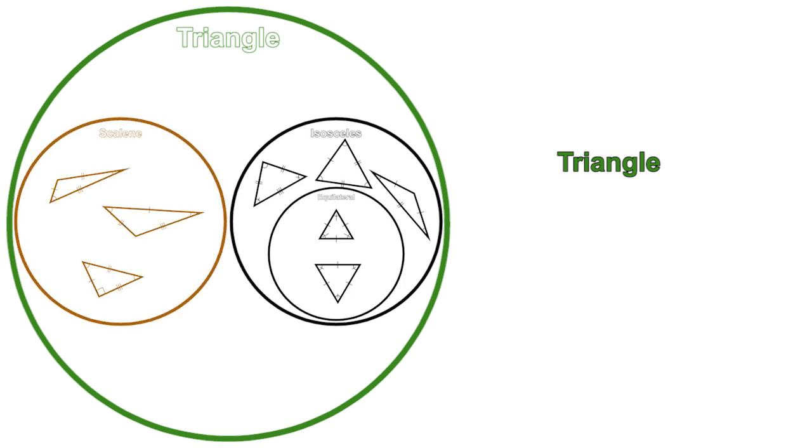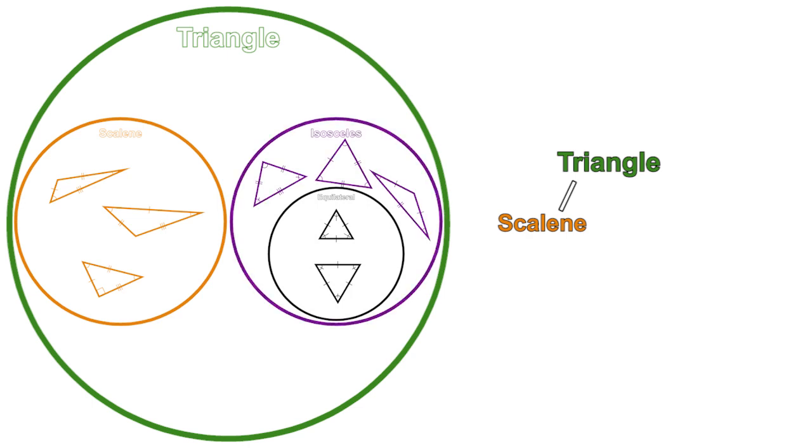Notice that the scalene group does not have anything in common with the other two groups. This means that an isosceles triangle and an equilateral triangle will never be a scalene triangle, and vice versa. Scalene will be its own subgroup of a triangle.